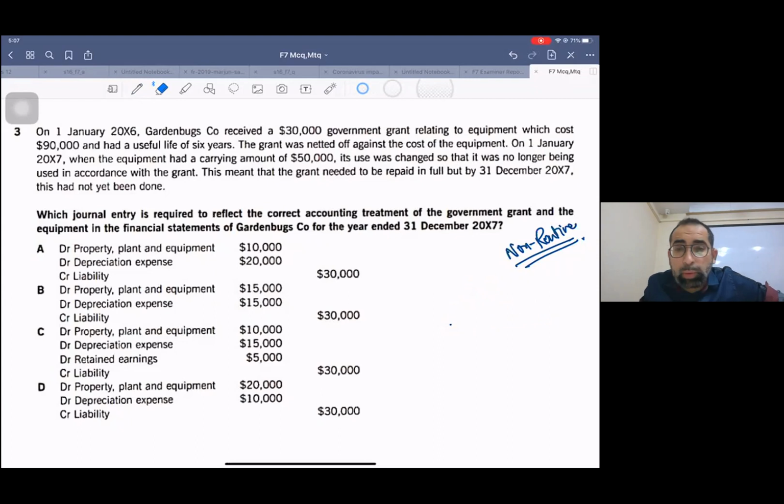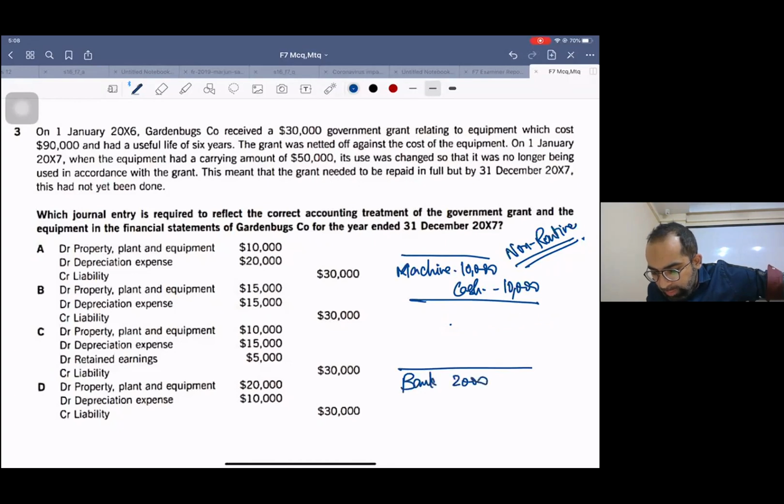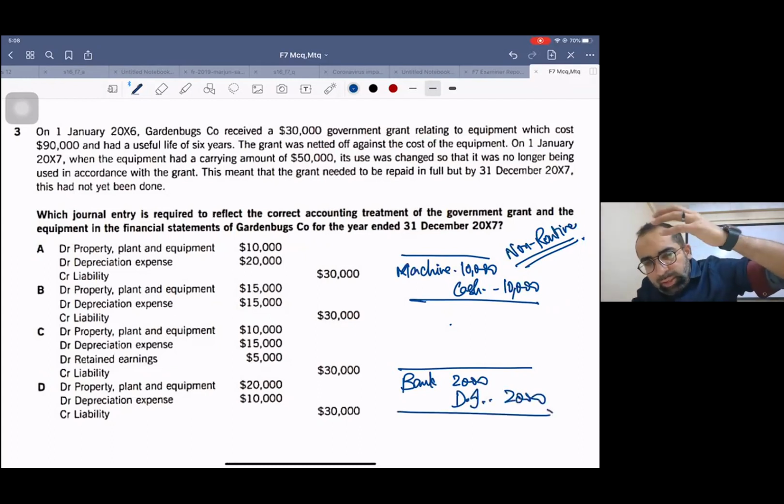For example, you are buying a machine for 100,000. You buy the machine, you make the entry machine debit and cash credit. Students, please try to understand. On the same date the government gave you a government grant of 2,000. So you make the entry bank debit 2,000 and deferred income credit 2,000. That's how we do it separately. We maintain the machine account separate and the deferred income account separate. 90%, 95% of the time in the exam, these things come separate.